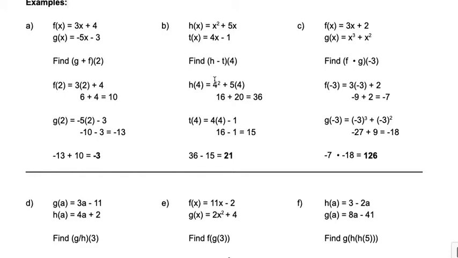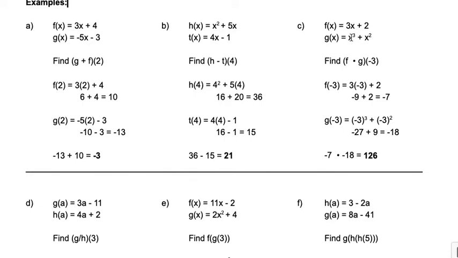And then you got to make sure of the order. It says h minus t. So then you take 36 minus the 15. Otherwise, it would have been 15 minus 36. You would have got the opposite of this, which happened to be 21 in this case. You would have gotten negative 21 if it would have said t minus h.